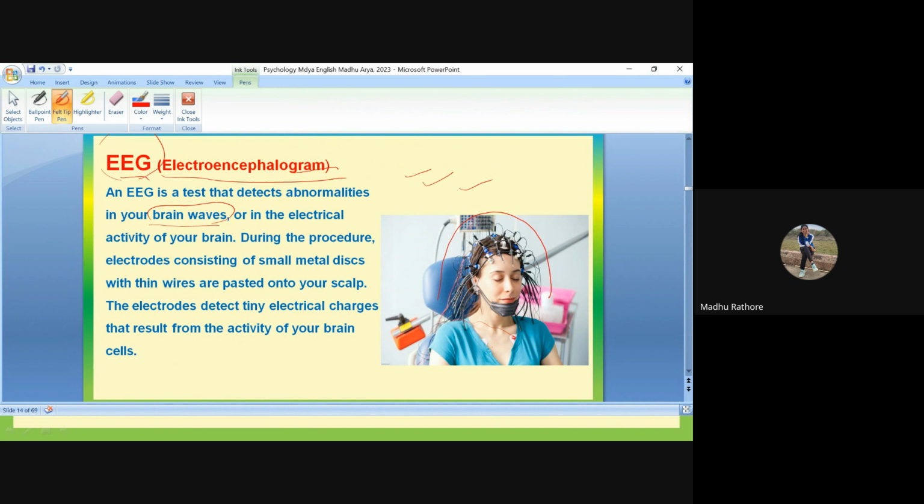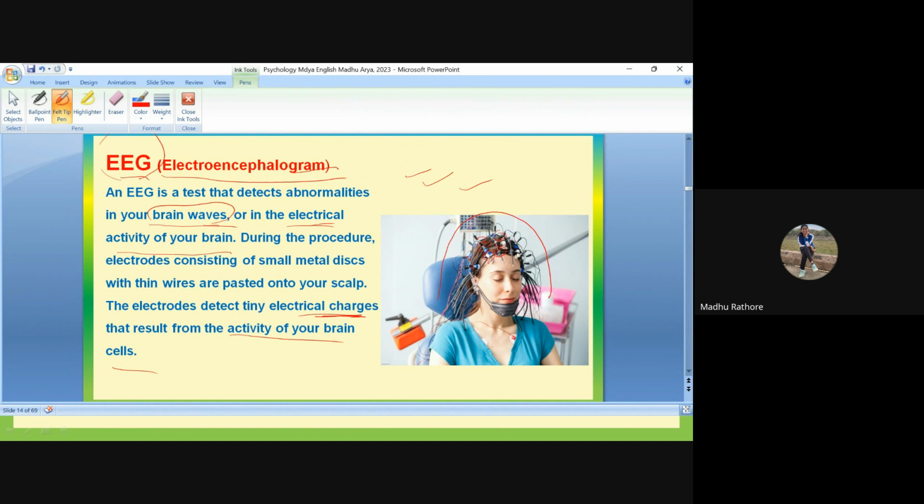So it records the electrical activity of your brain. It measures brain waves or electrical activities. There are electrodes. These are all our electrodes. These are present on our scalp, pasted on our scalp. And these electrodes detect tiny electrical charges that result from the activity of your brain cells. You just understand that this is the EEG we use to measure brain waves or electrical activities. Okay.